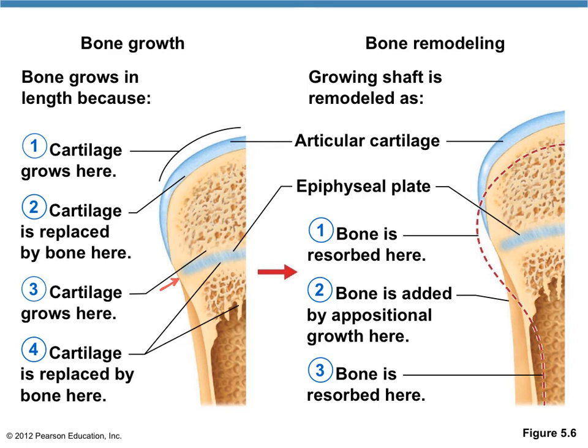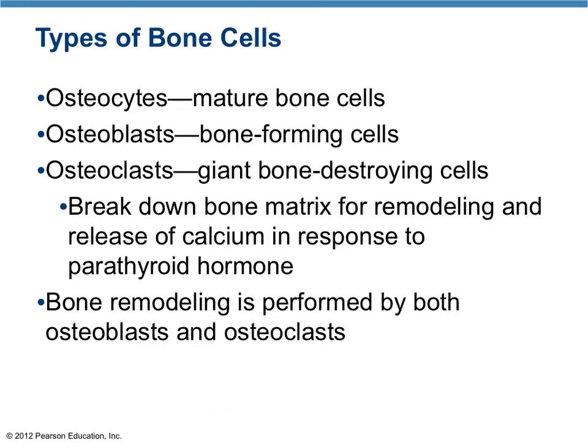Bone remodeling can occur even as adults, so that type of bone growth can happen all the time. Bone can be reabsorbed, and bone can be added to make a bone wider rather than longer. And bone can also become narrower if bone is reabsorbed instead of being built. Next are the different types of bone cells that do these jobs.